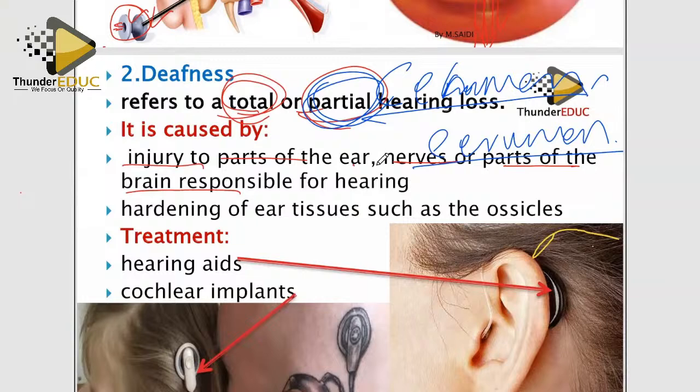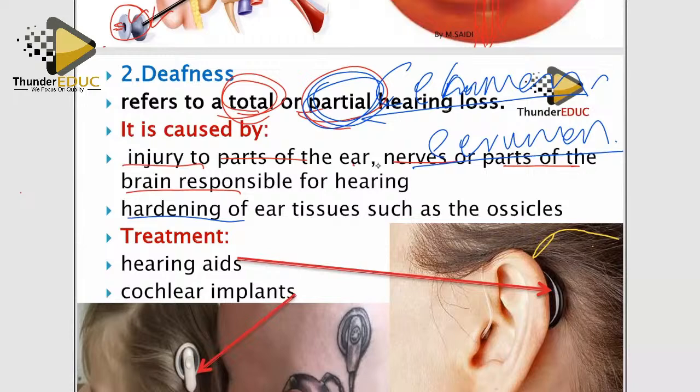How do we sort that out? By removing the earwax. Some people even go to the doctors to remove those big ones. Go to YouTube and you'll see those big earwax. There are also some on Thundereduc. I think there are some videos we have already uploaded which show those earwax being removed.